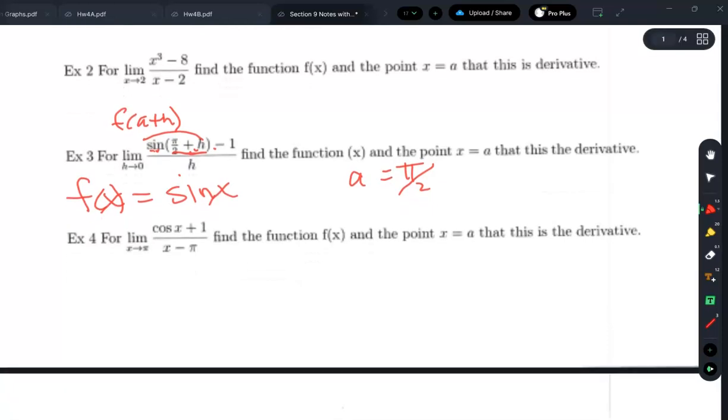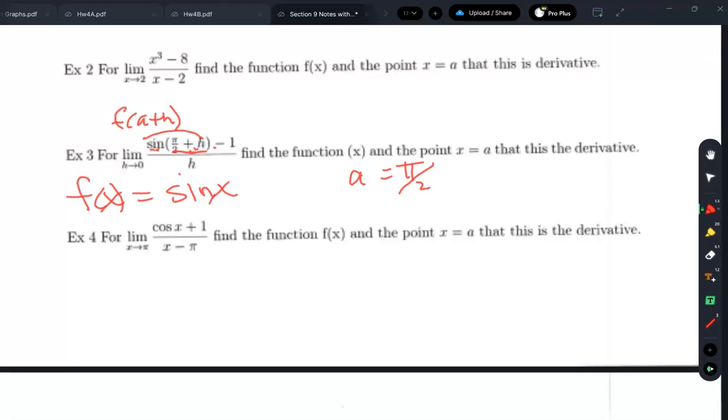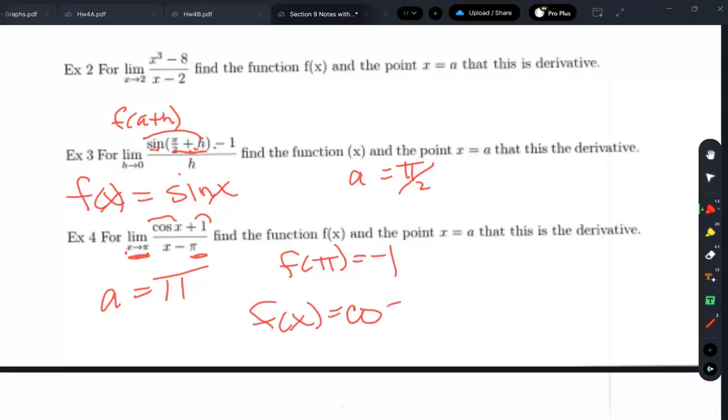All right, one last one here. This is not h, so this is the limit as x goes to a. You can see that a is pi. Then on the numerator, I should have f of x minus f of a. Wait a second. Don't I know that f of pi is negative 1? So if I put f of x equaling cosine of x, and then I subtract off the negative 1, that works.